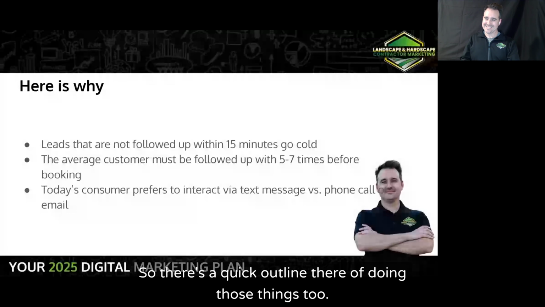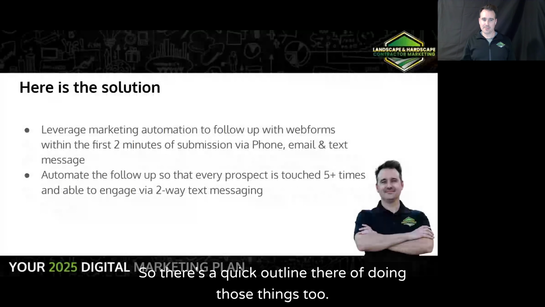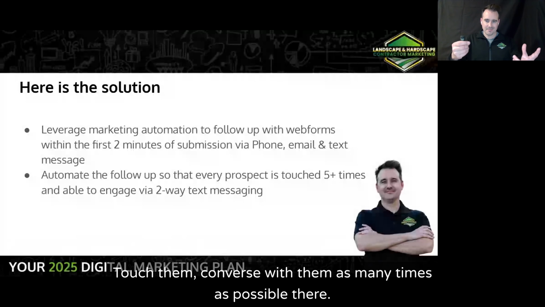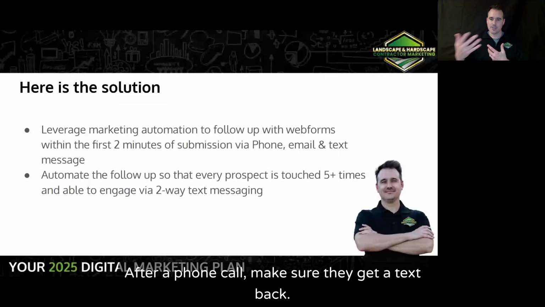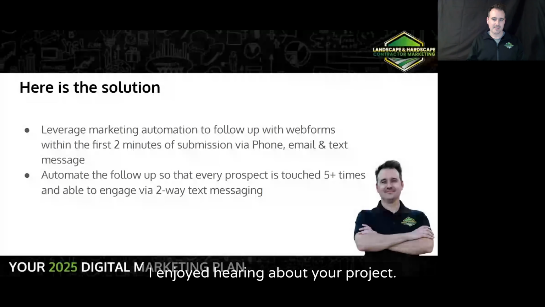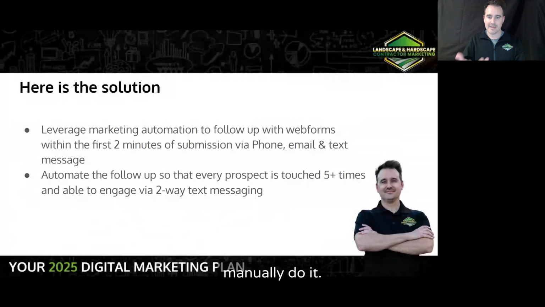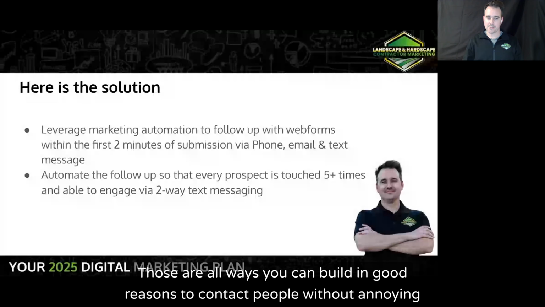So there's a quick outline there of doing those things too. Embrace the texting, embrace the automated follow up. Touch them, converse with them as many times as possible there. After a phone call, make sure they get a text back. I enjoyed hearing about your project. If you've done a bid, make sure there's an automated text, or at least have someone manually do it. Those are all ways you can build in good reasons to contact people without annoying them.